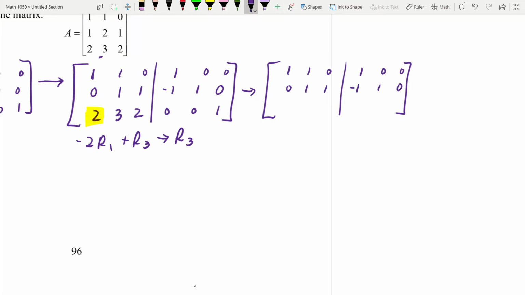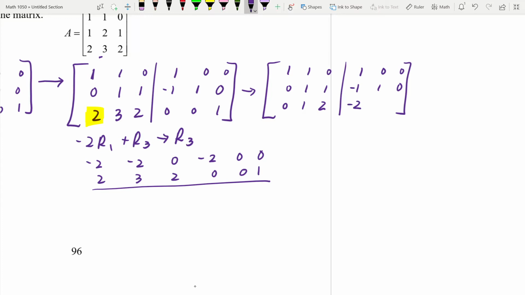Take a negative 2 and distribute it across the top. Negative 2, negative 2, 0, negative 2, 0, 0. Write row 3 right underneath it. Add those together and you get 0, 1, 2, negative 2, 0, and 1. Raise your hand if you need me to slow down a little bit. Okay, no problem.